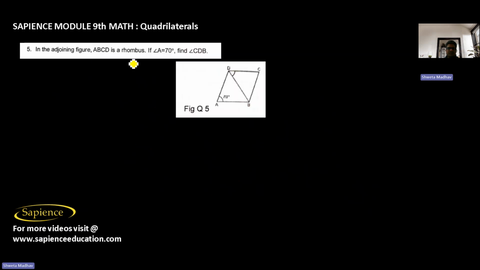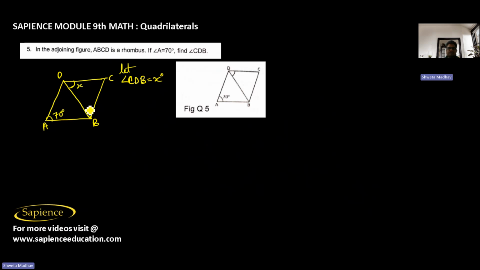Here it is told the adjoining figure ABCD is a rhombus. If angle A equals 70 degrees, find angle CDB. So this is a rhombus, which means all the sides are equal. This is 70 degrees. We have to find angle CDB, so let us take it as x. Let angle CDB equal x degrees.